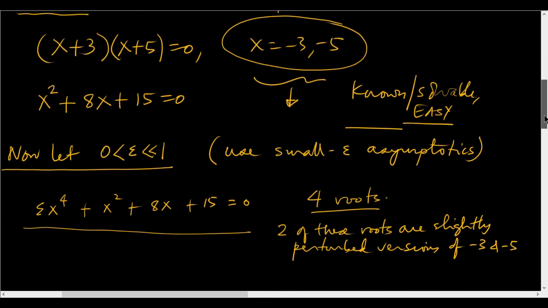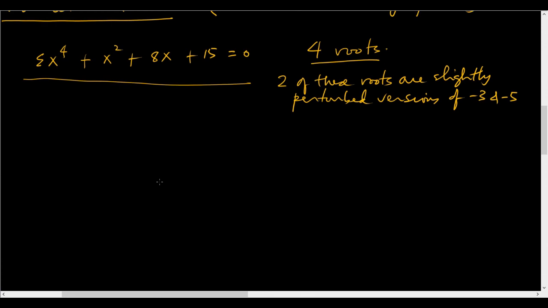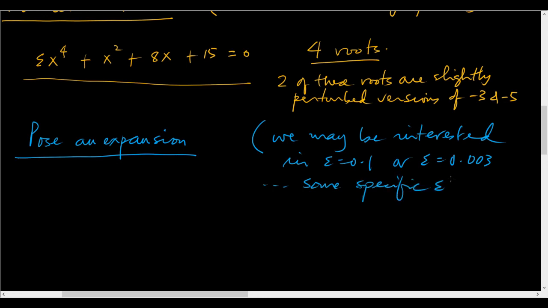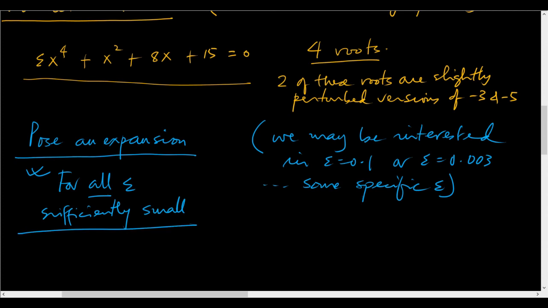It's better to proceed vertically. So what we do here is we pose an expansion. Now actually we may be interested in epsilon equals 0.1 or epsilon equals 0.003, some specific epsilon. But in this expansion we want it to work for all epsilon sufficiently small. Okay, that is what we will want it to work for.